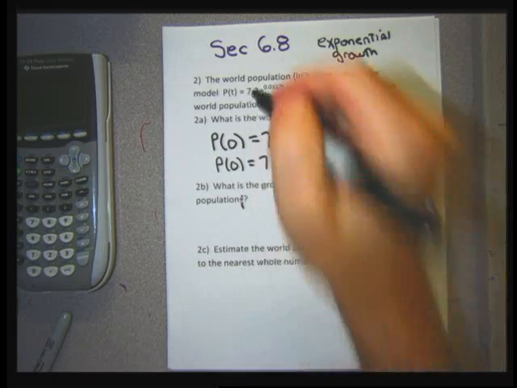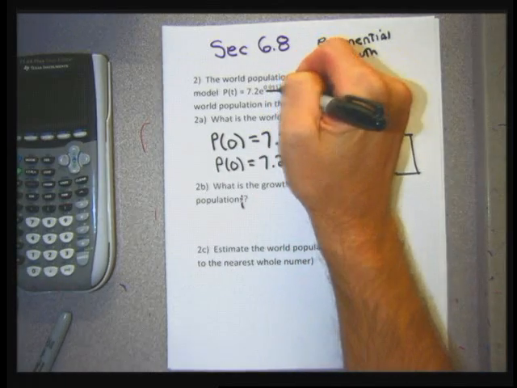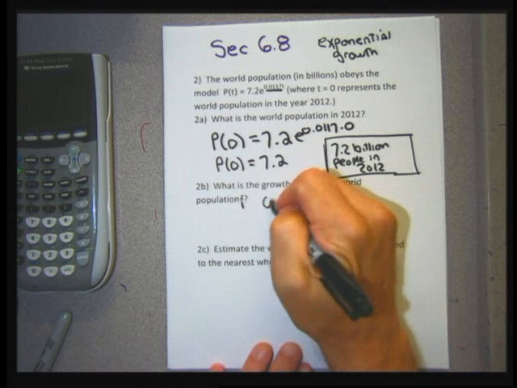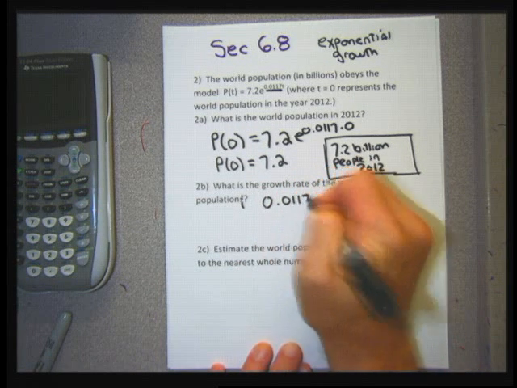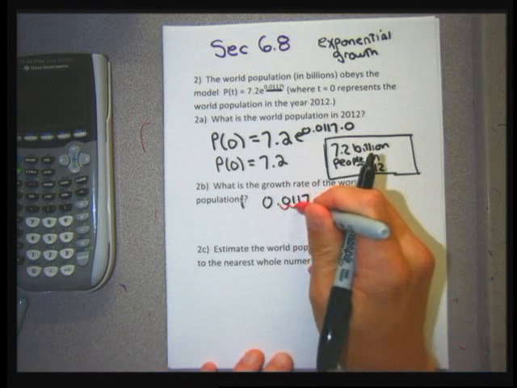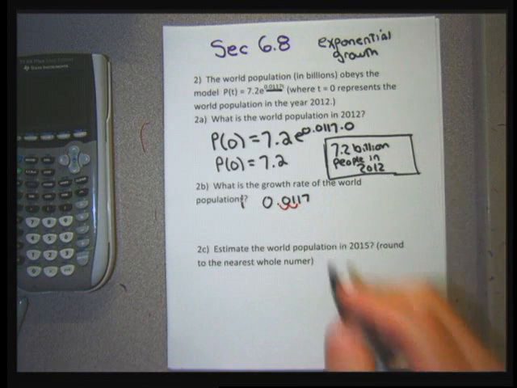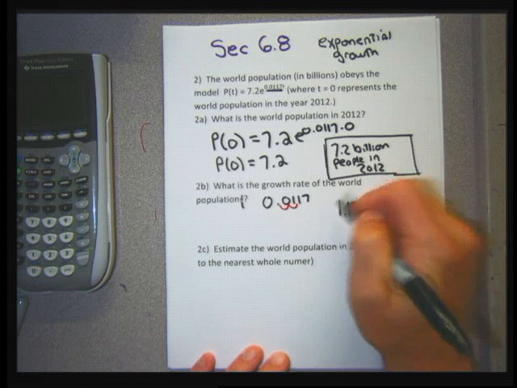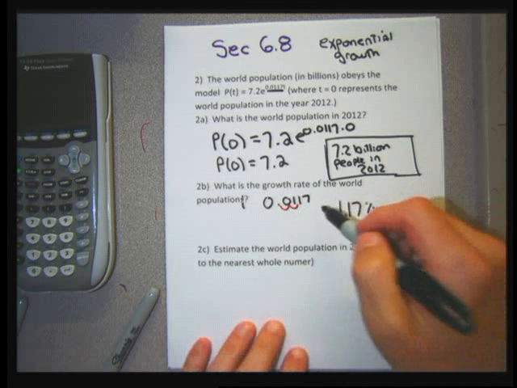Always in the exponent, the number to the left of the t in the exponential growth function is the decimal version of the growth rate or decay rate. So this 0.0117, that's the rate at which the world population is growing as a decimal. To make that into a percent, I'm going to move the decimal 2 places to the right. I'm going to get 1.17%. So the growth rate, this says the world population is growing at a rate of 1.17% per year.